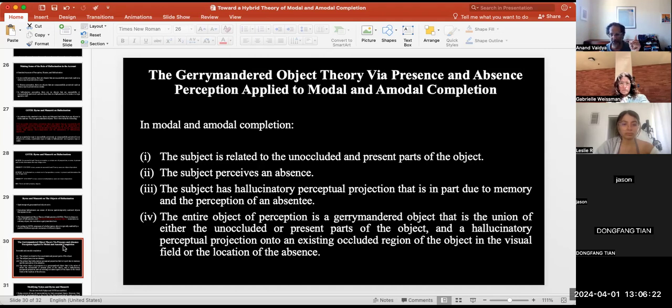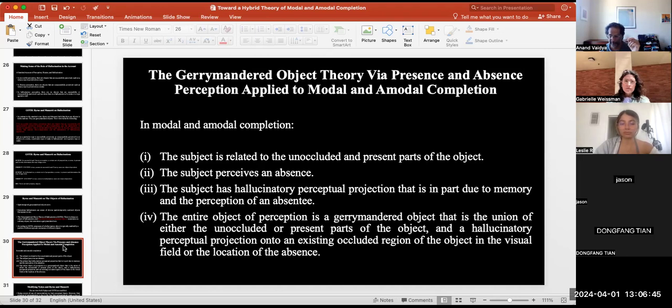The subject has hallucinatory perceptual projection that is in part due to memory and the perception of an absentee. The entire object of perception is a gerrymandered object that is the union of either the unoccluded or present parts of the object and a hallucinatory perceptual projection onto an existing occluded region of the object in the visual field, or the location of the absence.